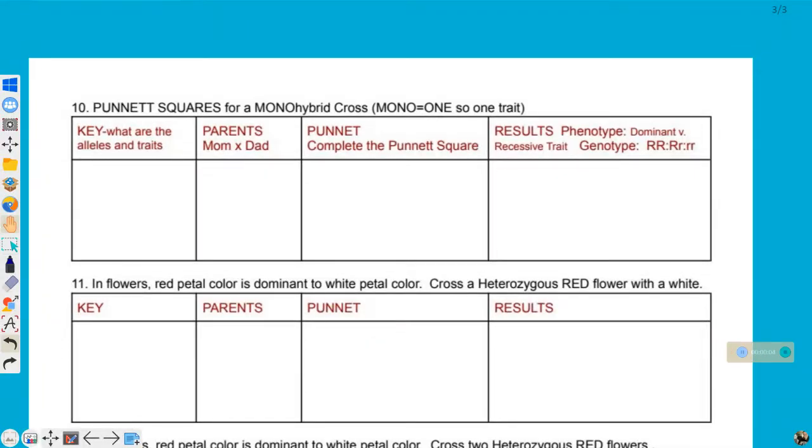We're going to be working on the Punnett squares on the back side of your guided note sheet. We're going to be starting with number 10. We did these together in class. However, if you missed that or you just want to review, watch this video. We're going to do them together.